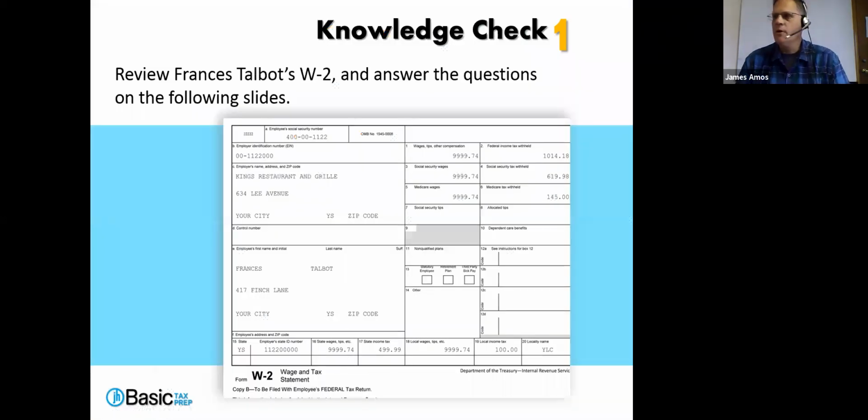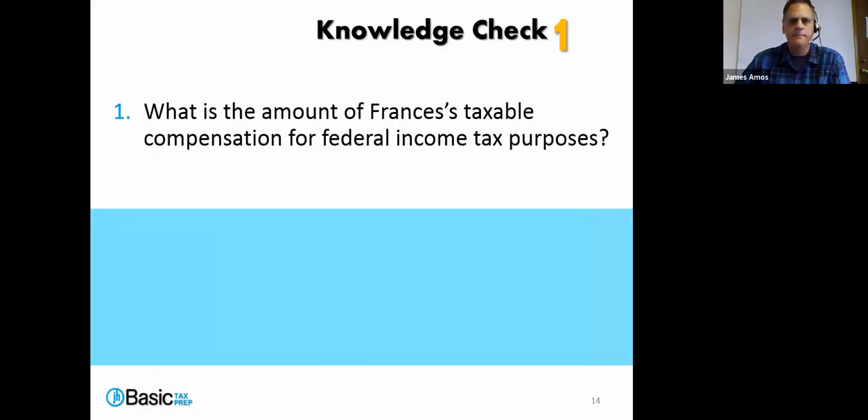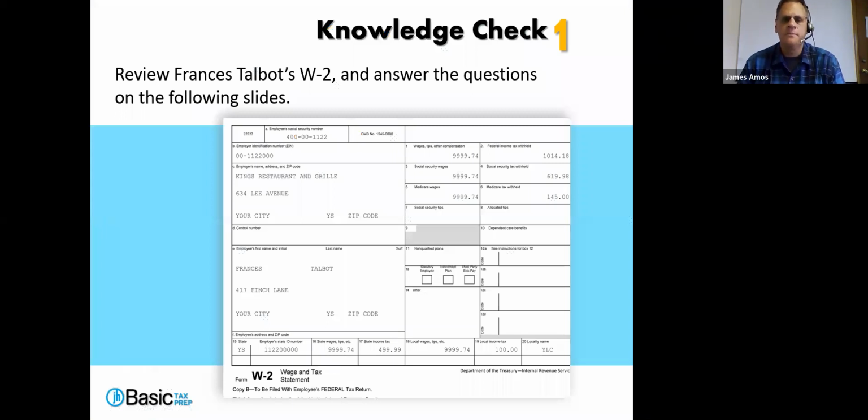Okay, so let's do a little bit of a knowledge check. Review, take a look at this W-2 and then try to answer the questions. I'm going to have to jump around a little bit. I wish they'd done this on one page because you're going to need to look at the W-2. So what is the taxable compensation that needs to be reported from this W-2? What's the amount?